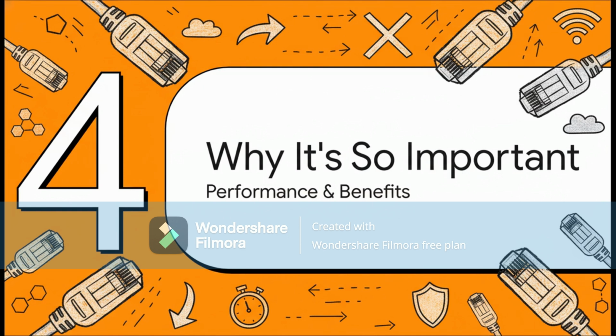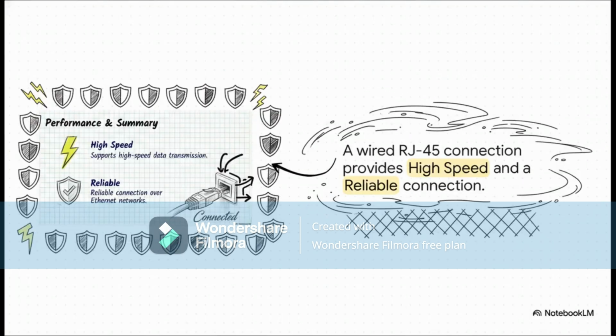Well, it all comes down to performance. It boils down to 2 huge, game-changing benefits: high speed and reliability. A wired connection using an RJ45 is almost always going to be faster than your Wi-Fi. And because it's a physical connection, it is incredibly stable. It doesn't care about walls, microwave ovens, or your neighbor's Wi-Fi signal. That means no more random disconnects in the middle of a boss fight.